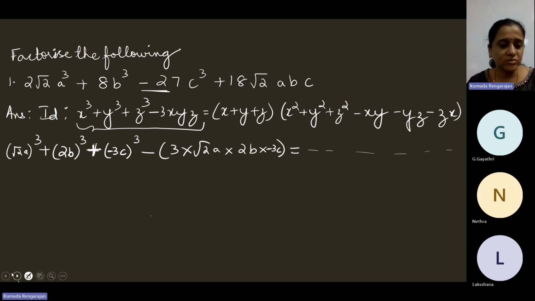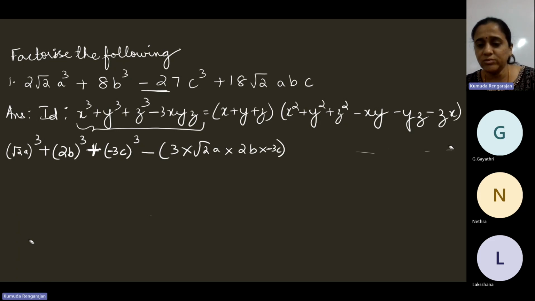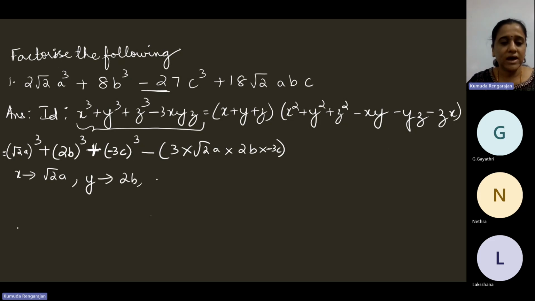Yeah. So you can just mention that if you want. You can just put an equal to sign here. And then here you can write x is root 2a, y is 2b, and z is minus 3c. And then you can just put an equal to and continue like this also.